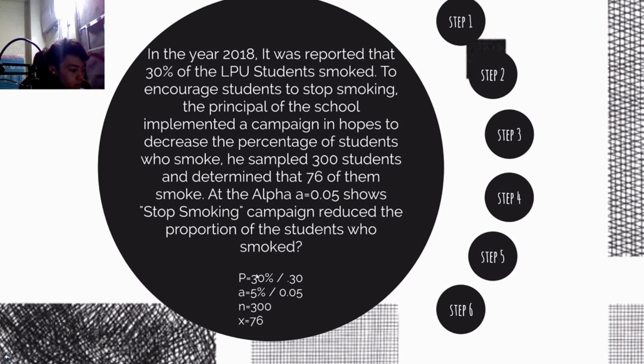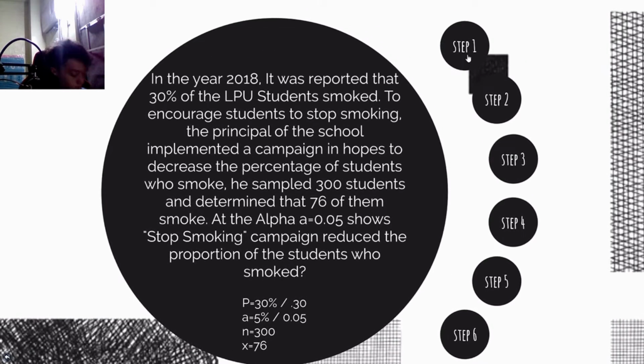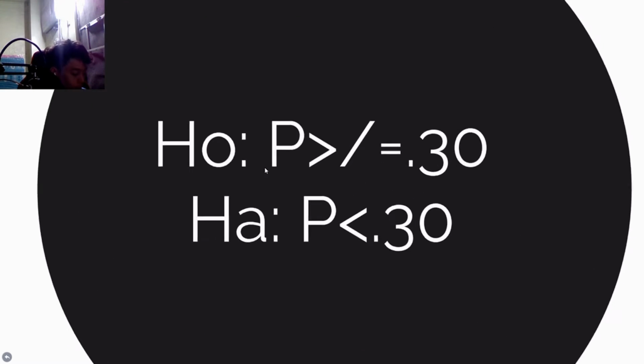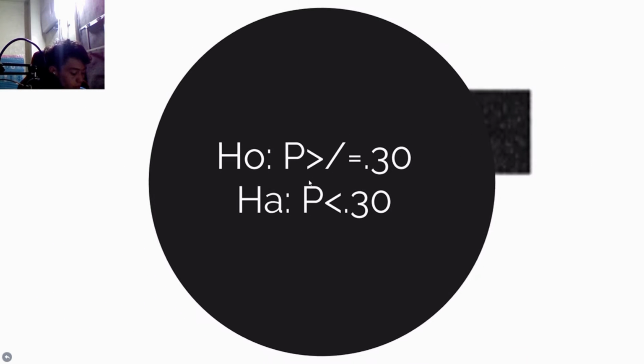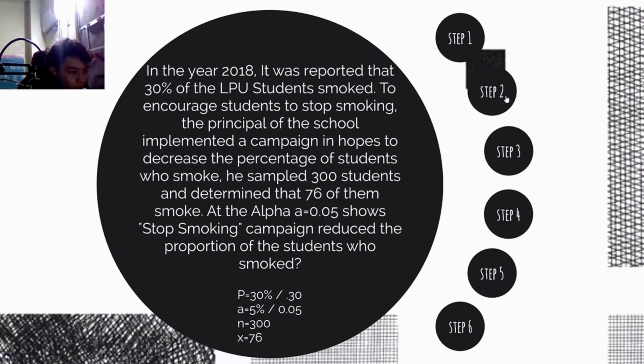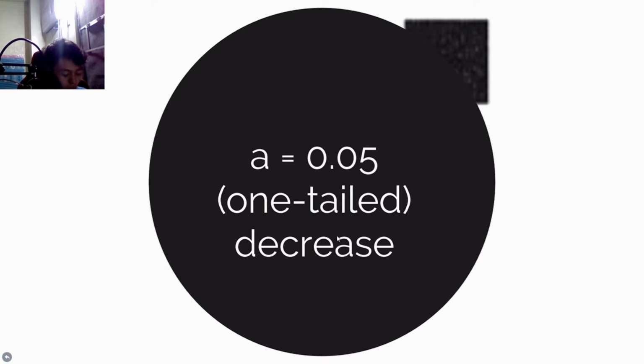Now here are the givens, and step 1, which is to define the null and alternative hypothesis. We will just state the null hypothesis from the problem. So the H0 will be the claim in the problem, and HA will be the opposite of the claim. If we reject the H0, we can accept the HA. But if we accept the H0, we can reject the HA. Now in step 2, we will just state the alpha.